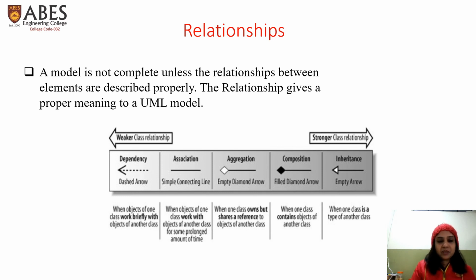In this diagram, you can see the various representations of the relationship. Dependency relationship is represented with the help of a dotted line with a headed arrow. Association relationship is a straight line. Aggregation relationship is a line headed with a diamond box. Composition is a line headed with a diamond filled box. And inheritance is a line with a triangle.